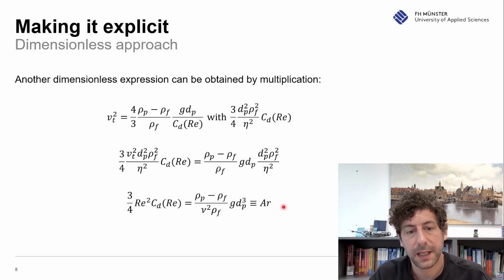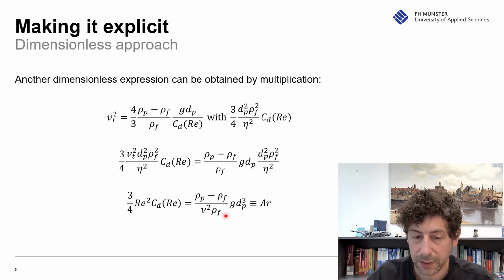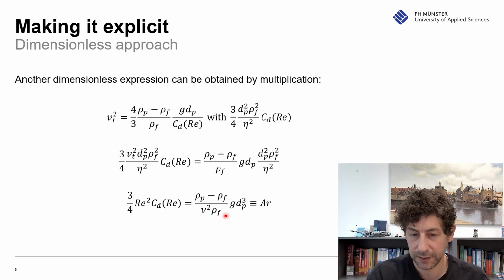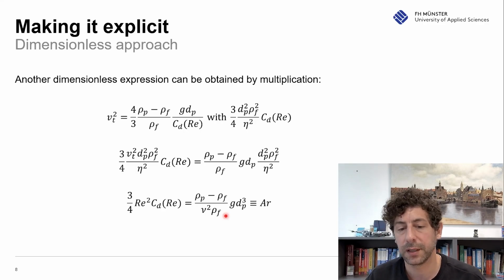Okay? And the Archimedes number is now similar to the omega number, a number which in this expression only depends on the size of the particle. So there is no velocity of the particle. So if we only know the size, we can calculate the Archimedes number. If we only know the velocity, we can calculate the omega number.